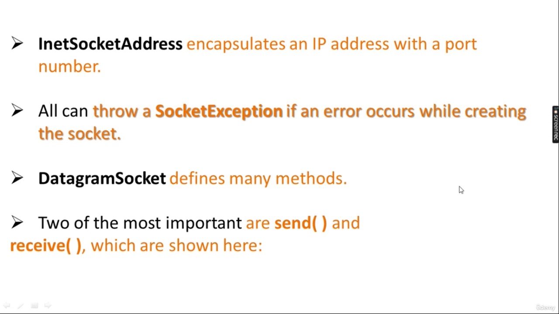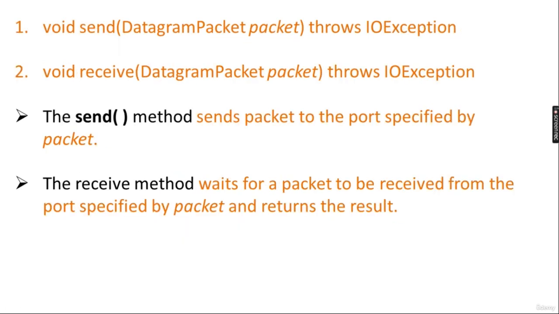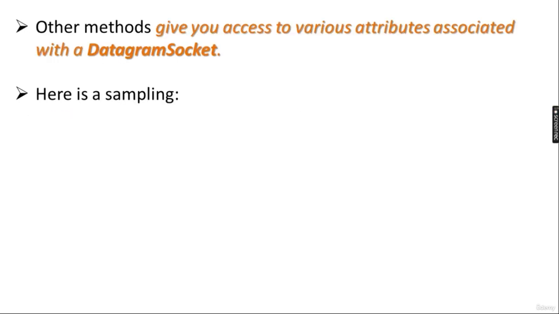Datagram socket defines many methods. Two of the most important are send and receive. Void send(DatagramPacket) throws IOException. Void receive(DatagramPacket) throws IOException. The send method sends the packet to the port specified by the packet. The receive method waits for the packet to be received from the port specified by the packet and returns the result. Send sends the packet to the particular port specified by the packet, and receive waits for the packet received from the port number specified by the DatagramPacket object and returns the particular result.